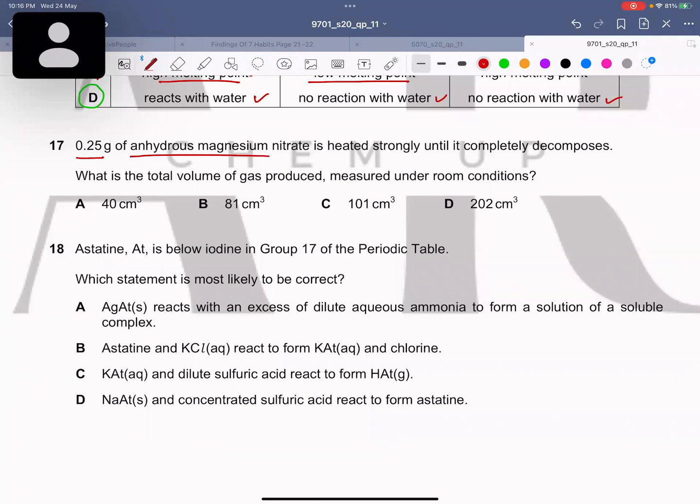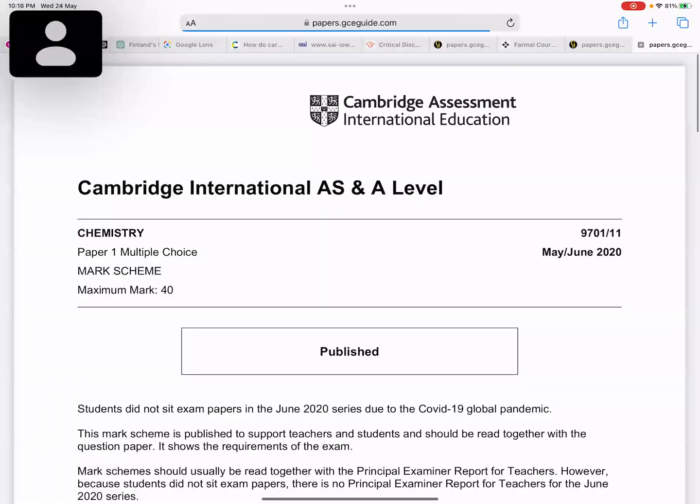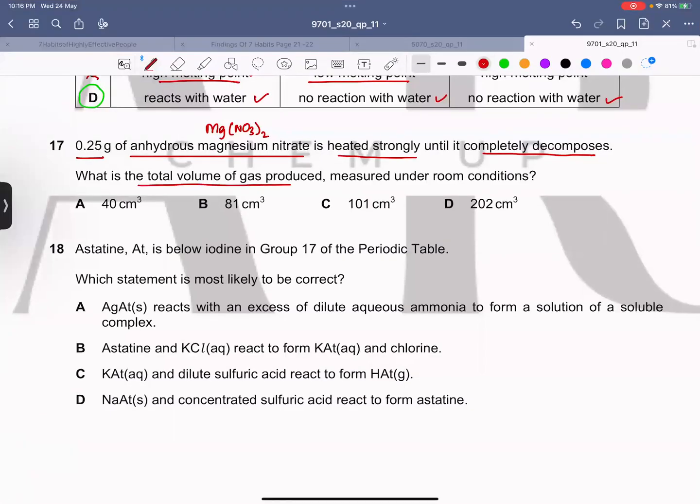0.25 gram of anhydrous magnesium nitrate is heated strongly until it decomposes completely. What is the total volume of gas produced measured at room temperature? So how will you attempt this question? Let's have a look. Just give me a minute, please.